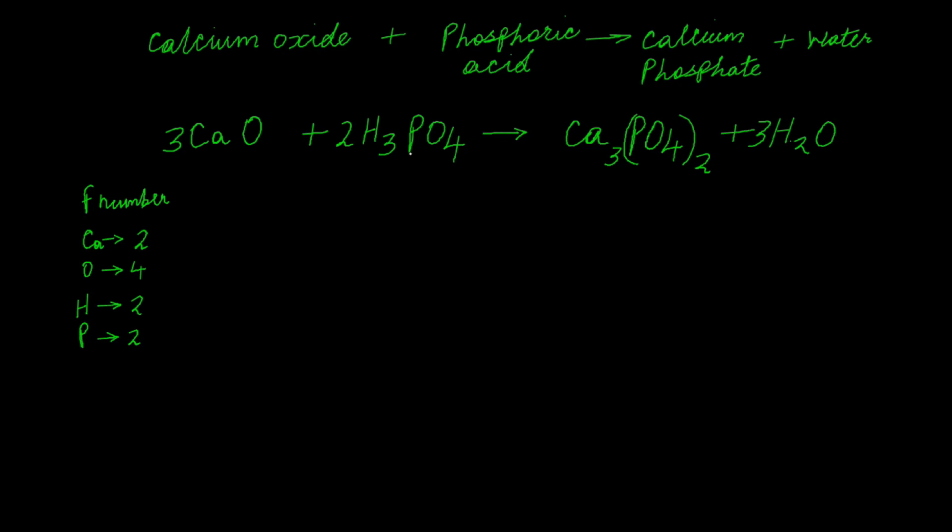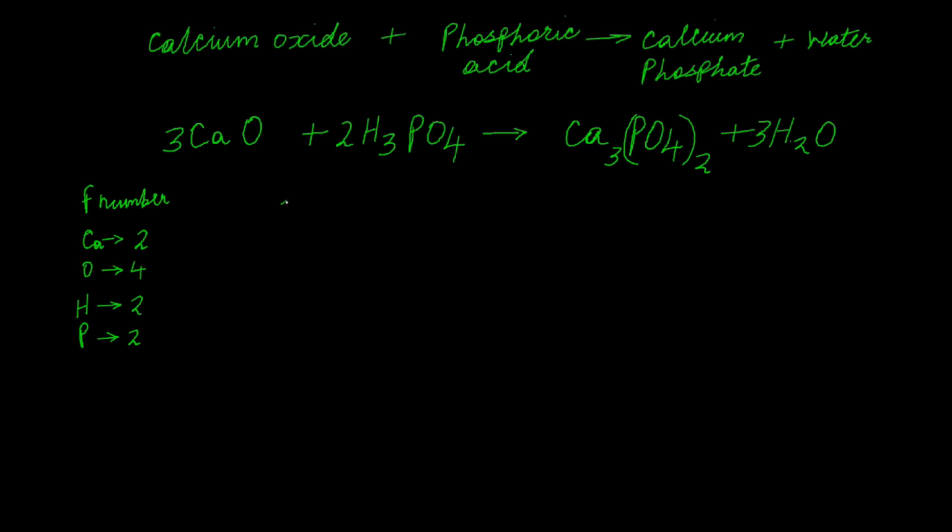So now phosphorus. How many phosphorus on the left hand side? 2. How many on the right hand side? Also 2. So balanced. Now oxygen finally. 3. This is 4 into 2, 8. So 11. 8 plus 3 is 11. Now on the other side, 4 into 2, 8 plus 3, 11. Can you understand how it works?